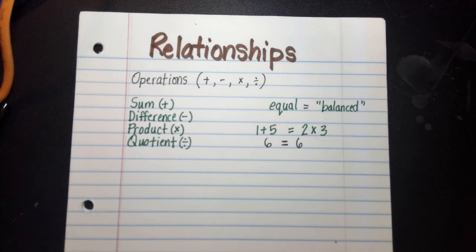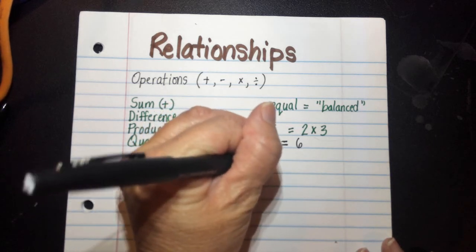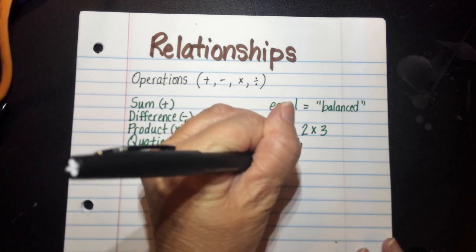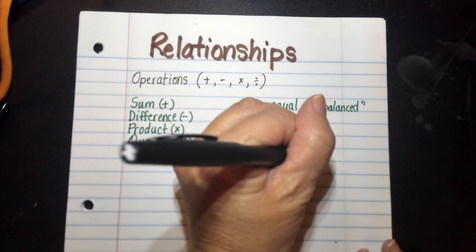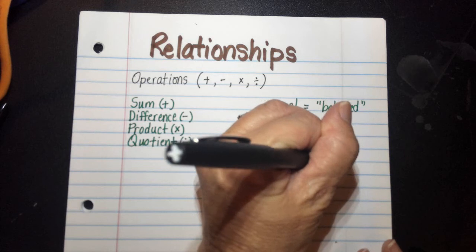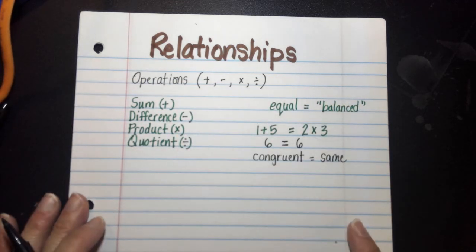Another word that we will sometimes hear is the word congruent. And it just means the same. Most of the time we'll use the word congruent when we talk about geometry and different shapes.